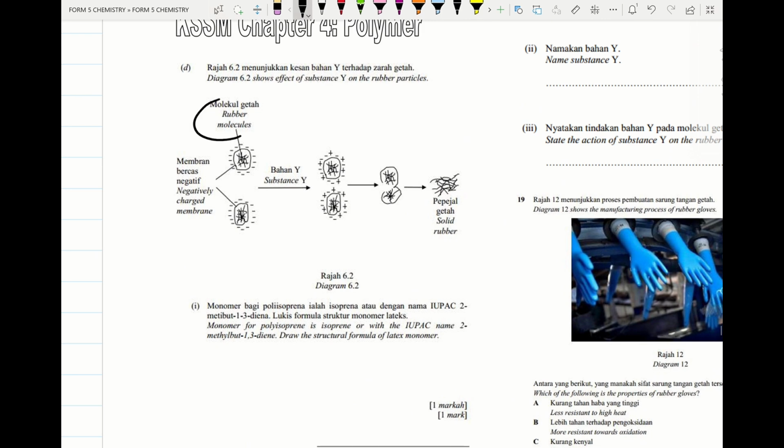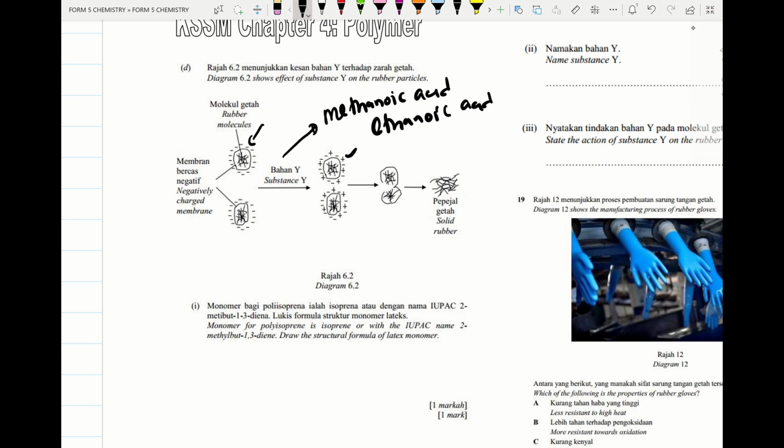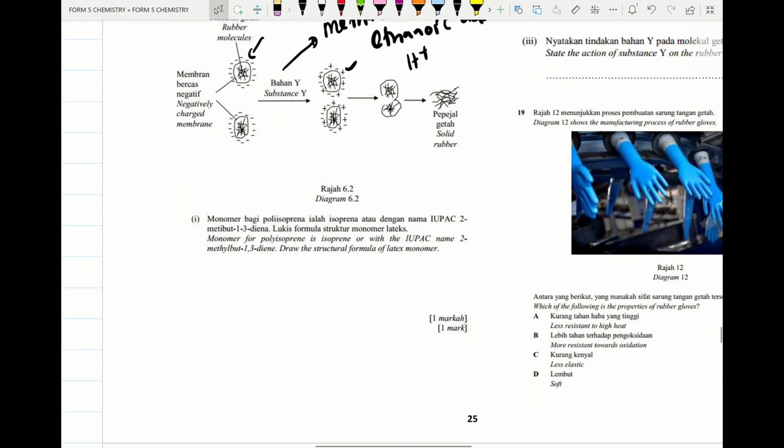So here they give us rubber molecules, and the surface of the rubber molecules is negatively charged. They add substance Y, and the substance Y produces more positive charges. So the substance Y can be methanoic acid or ethanoic acid. The methanoic acid and ethanoic acid produce hydrogen ions, which neutralize the negative charges present on the protein membrane, and this causes neutral rubber particles to be produced. These neutral rubber particles collide with each other, and thus the rubber is coagulated.